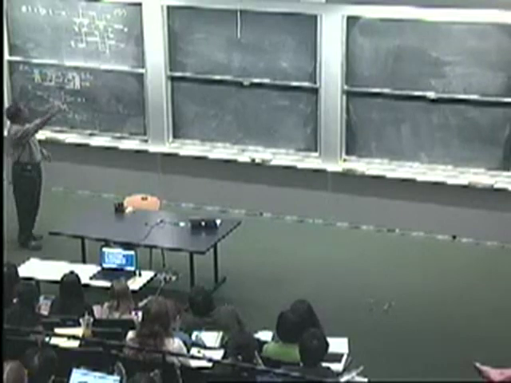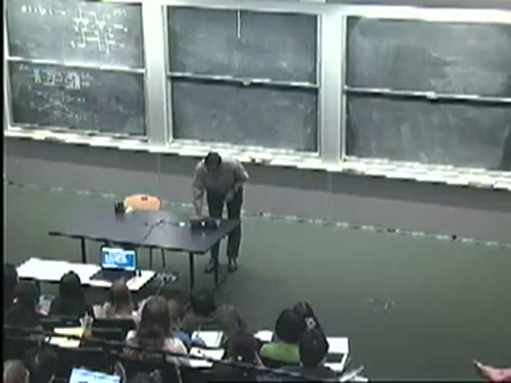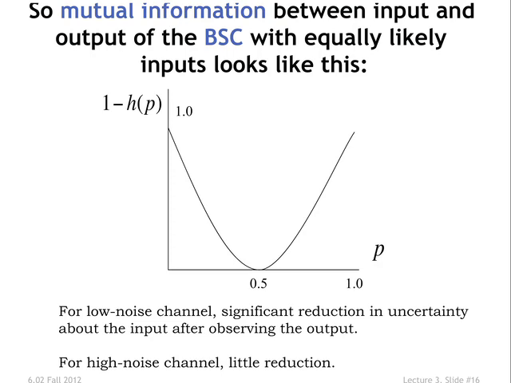So you can actually work out all these pieces and discover, let's see, here's the binary entropy function. Just to remind you, this is for a coin toss. If something can be 1 with probability p, 0 with probability 1 minus p, or the other way around, the entropy associated with that is h of p. And we have 1 minus h of p for the mutual information between the input and output of the binary channel. So here's what 1 minus h of p looks like.